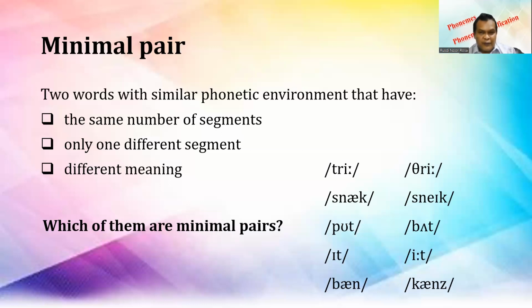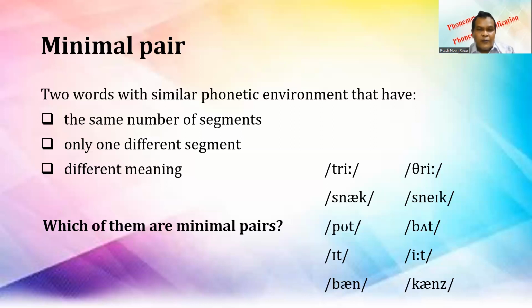Okay, so we have here tree and three. What do you think? Are they a minimal pair? Now, let's examine these pairs. The first one, do they have the same number of segments? Yes, because the first word is composed of three sounds, t, r, and e. And the second word is also composed of three sounds. They are th, r, and e. So they have the same number of segments.